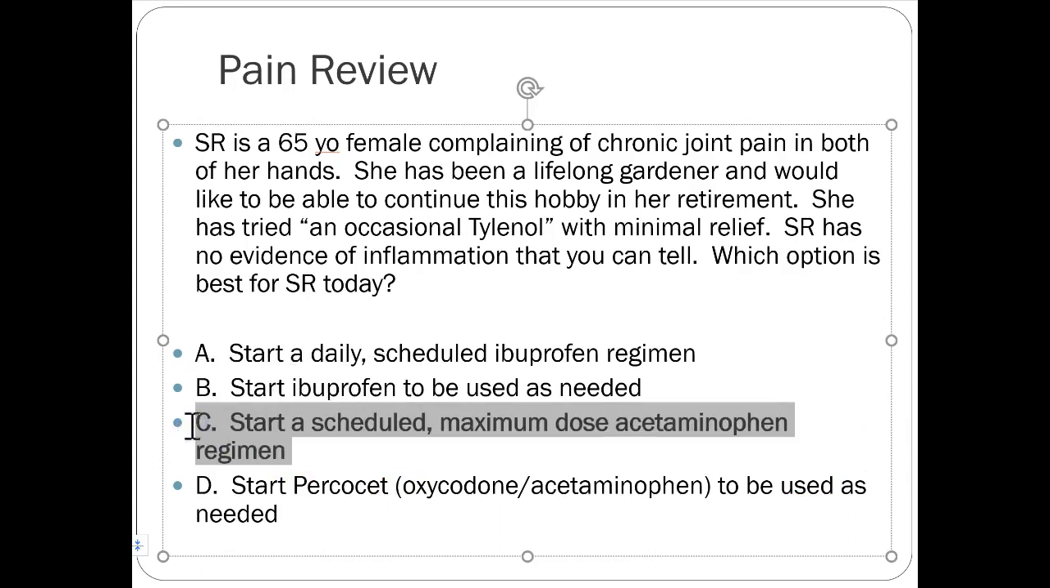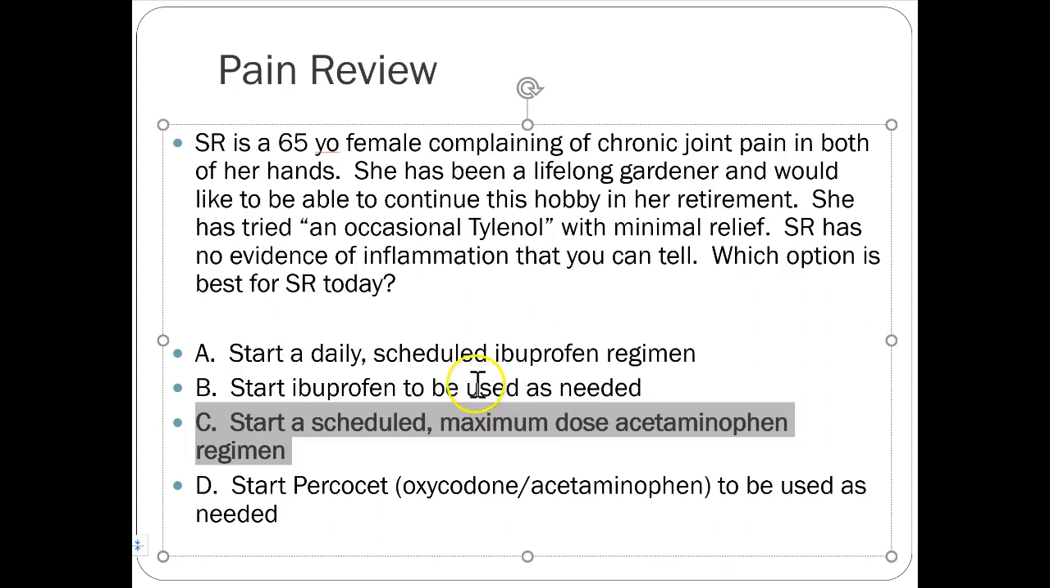So I gave you a couple clues here. First of all, non-inflammatory. So that would mean that ibuprofen probably is not great right now. She's taking PRN Tylenol right now, not getting relief. So the first step should be let's schedule that Tylenol, max the dose out, and see if we can get you some relief with that. And if that doesn't happen, then let's go to something else.